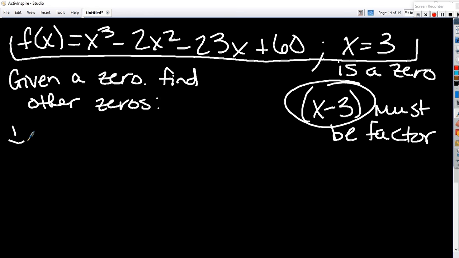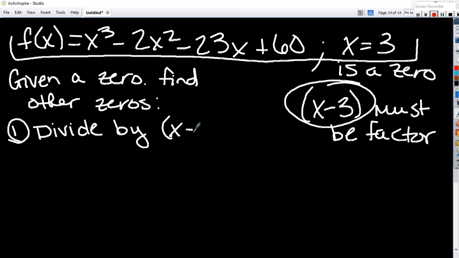What you will do, the first thing you will do is divide by x minus whatever that 0 is, okay?